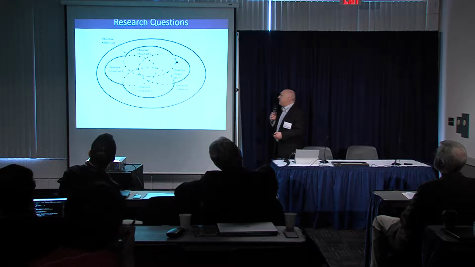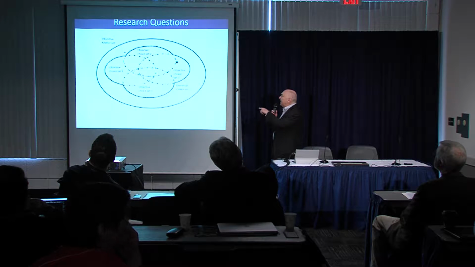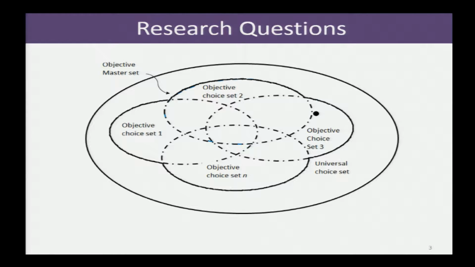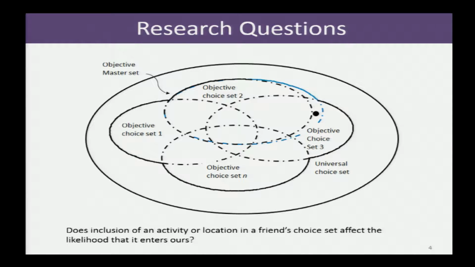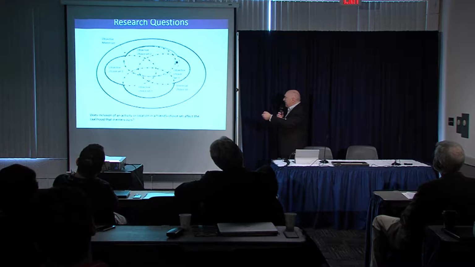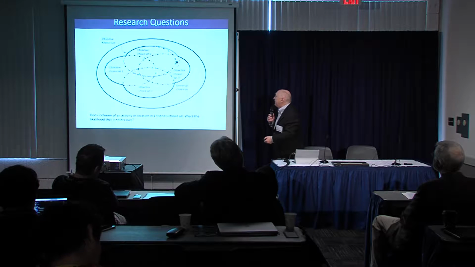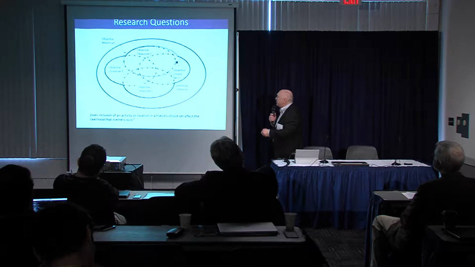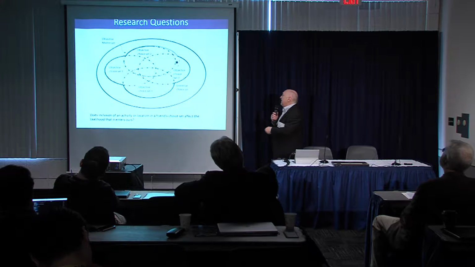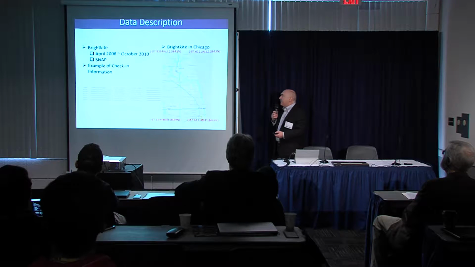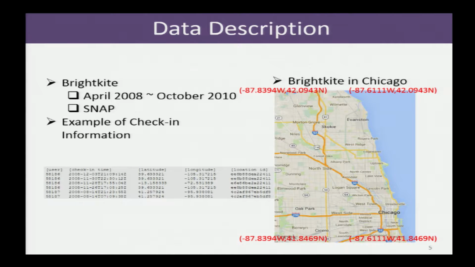Okay? So one of the questions, for instance, is whether, if you look at the choice sets of different individuals, the fact that a particular destination is in a friend's choice set makes it now likely to be considered by a person. So is the likelihood of including a particular location in one's choice set affected by the fact that it belongs to a friend's choice set? That's part of the motivation of what we're trying to capture. Now we're using a defunct social network.